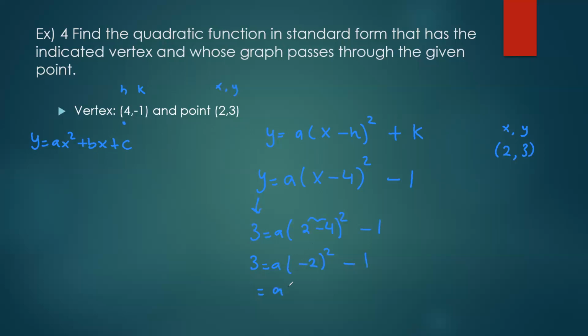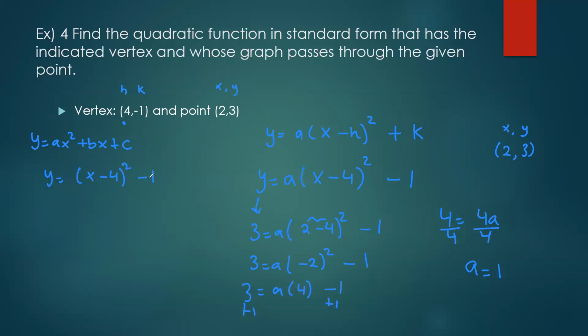Negative 2 squared is 4. Minus 1. Solve for a, you're going to add 1, add 1. I get 4 equals 4a. And then solve for a by dividing both sides by 4. You get a equals 1. Okay, so what we have right now is y equals a, and a is 1, so you don't really have to put that one if you don't want to.